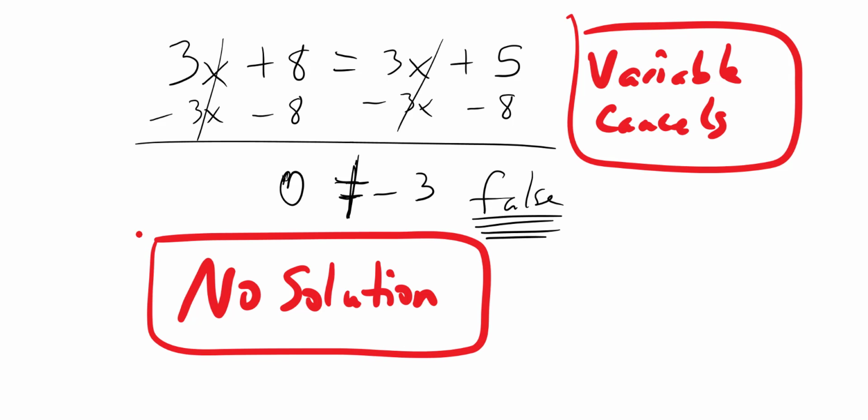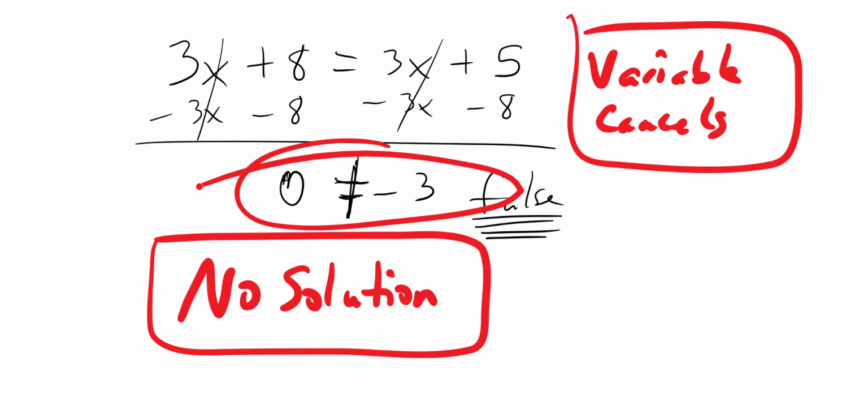No solution. Because there's no number you can plug in that will make this work, because you'll always get something like 0 equals negative 3. So you say there's no possible way to put a value of x in there to make this thing work. So this has no solution.